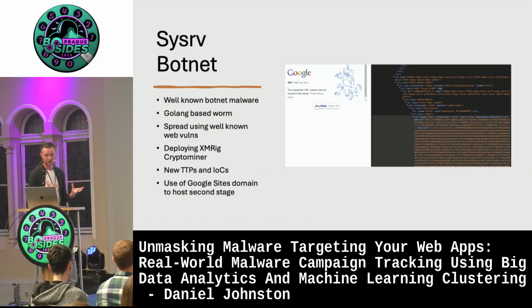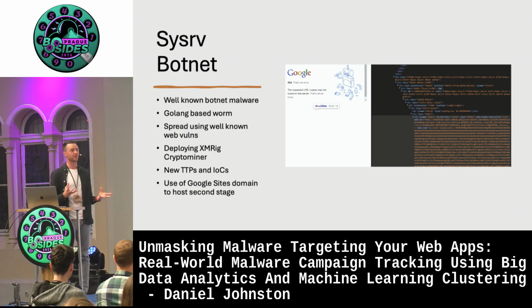The first one I want to start with is that of the sysrv botnet. This is a well-known botnet malware written in Go, and it's spread using various different well-known web vulnerabilities. What we observed was the exploitation of vulnerabilities in Atlassian Confluence and Apache Struts that were used to deploy this campaign and this malware. The goal behind the campaign is to deploy the XMRig crypto miner in order to use the resources of an infected web server to mine cryptocurrency and make attackers and threat actors some money.